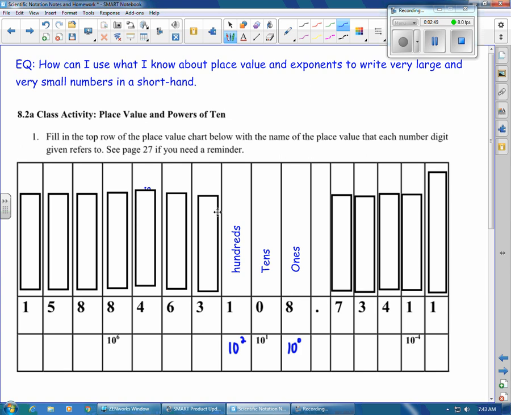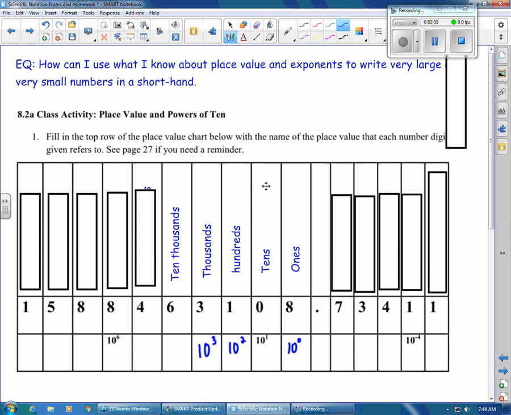The next column, of course, is our thousands. I tried to get fancy with the whole animation thing, and it kind of backfired there. So thousands, that's going to be 10 to the third power is 1,000. So 10 times 10 times 10. The next one, 10,000s, that's going to be 10 to the fourth power.